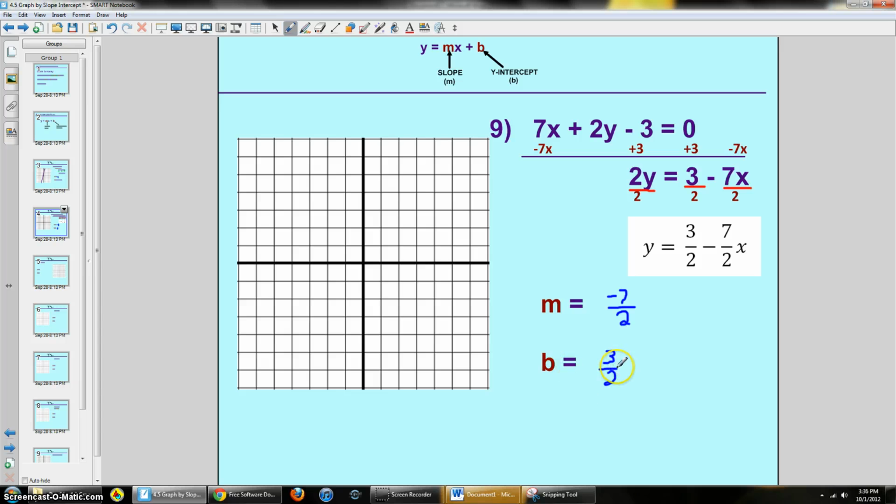Our intercept of 3 halves and our slope of negative 7 halves. So our intercept of 3 halves is right about there. And our slope tells us to go down 7 and over 2. So I'm going to go down 7, and remember we're at 1.5 there, so we're going to count the middle of the squares here. So I'm going to go down 1, 2, 3, 4, 5, 6, 7, and to the right 2. And I'm going to make another dot.